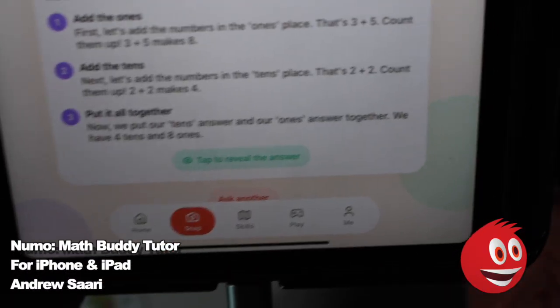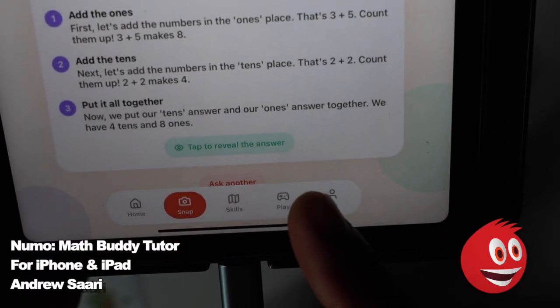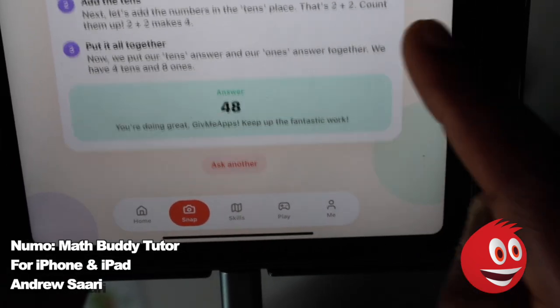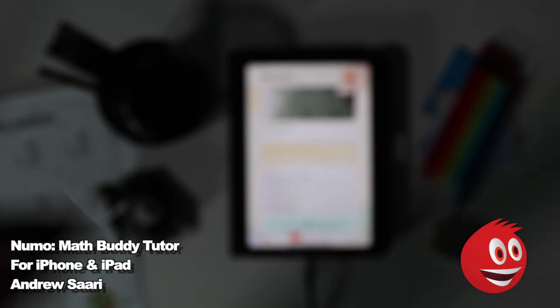Put it all together. Now we put our tens answer and our ones answer together. We have 4 tens and 8 ones. We can then tap to reveal the answer. And 48 is the answer. 23 plus 25 is 48. Guys, this is pretty impressive. The power of the app.